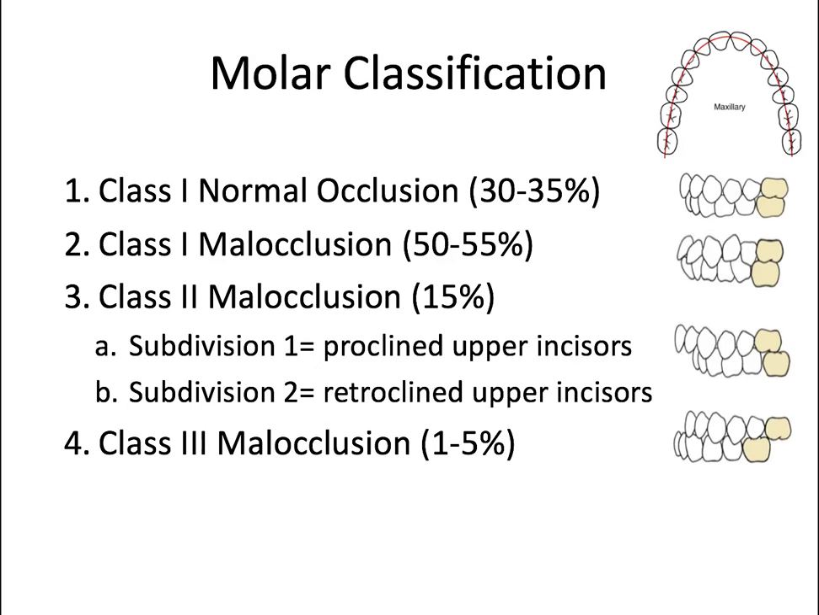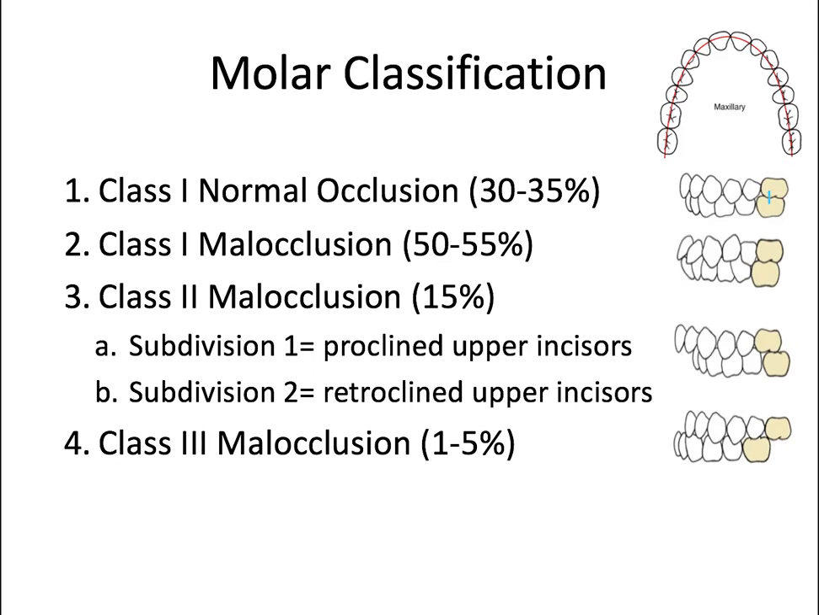A normal class 1 occlusion in the angle classification means that the mesiobuccal cusp of the maxillary first molar occludes with the mesiobuccal groove of the mandibular first molar, and the teeth are aligned along this line of occlusion that goes for both the maxillary and the mandibular arches.